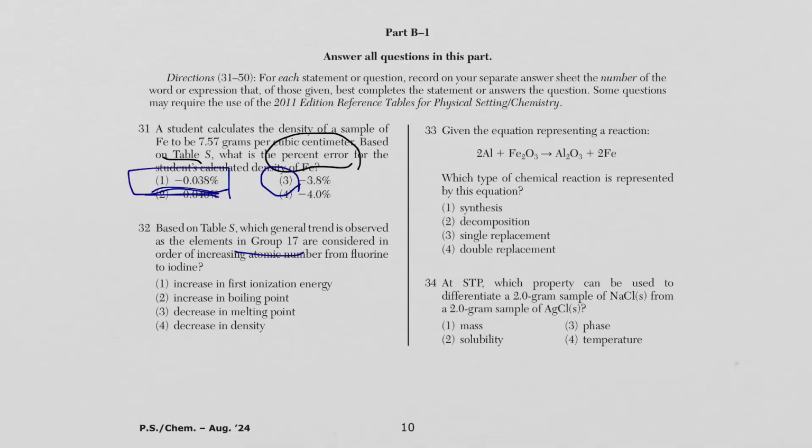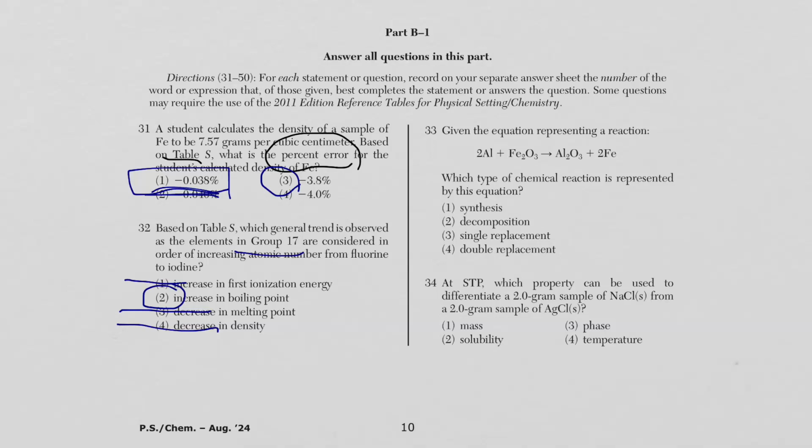Back here at 32, it's not an increase in ionization energy. It's actually a decrease. Can't be that. It is choice 2, an increase in boiling point. The melting point is also increasing, and the density is also increasing. All you got to do is use the tables there.